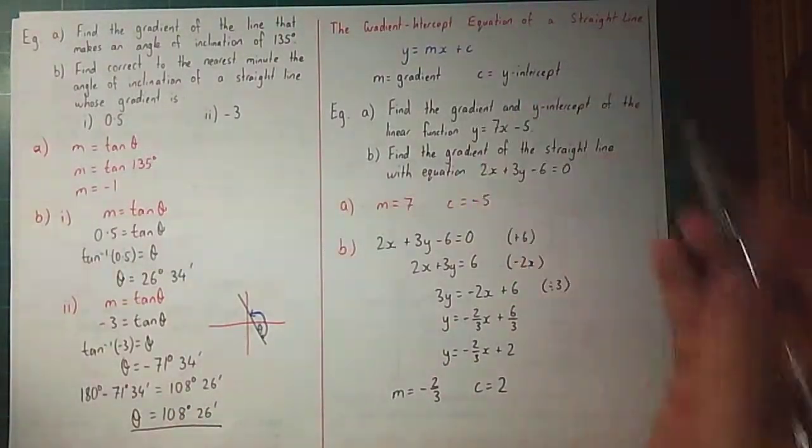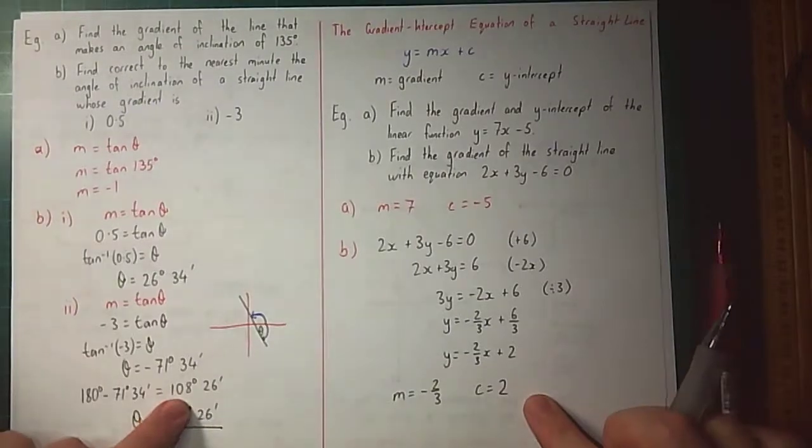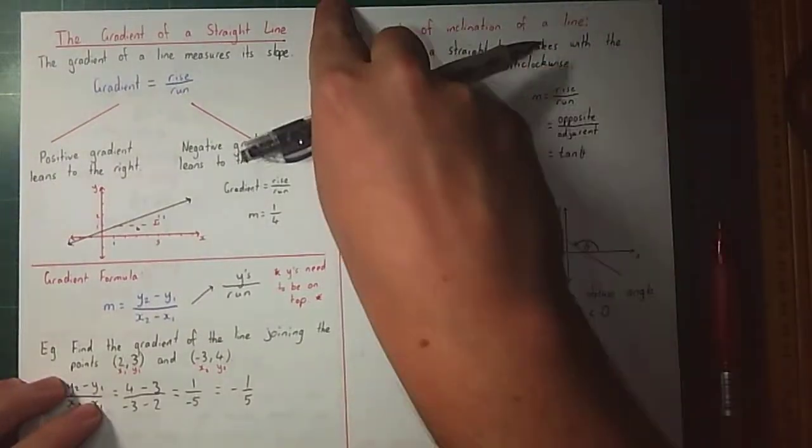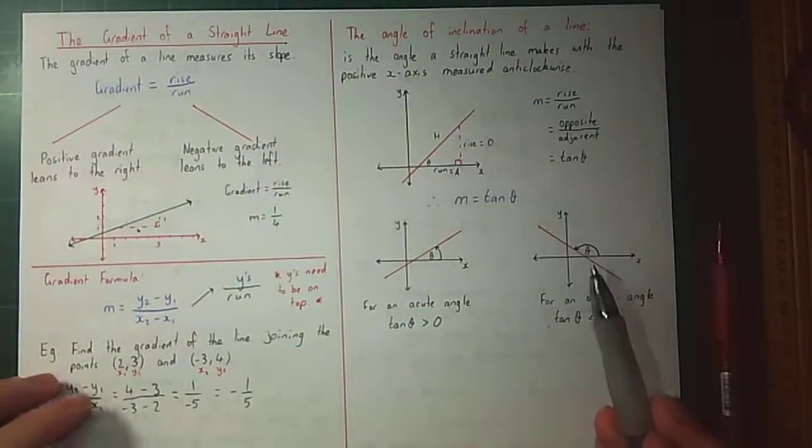We've gone through the gradient-intercept equation of a straight line, how to find the gradient of a straight line, the gradient formula, and the angle of inclination of a line.